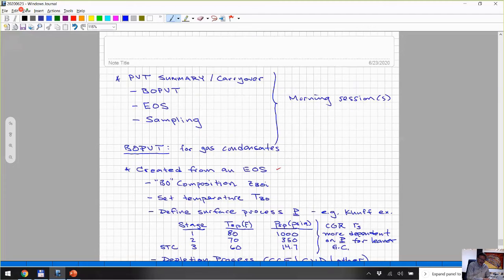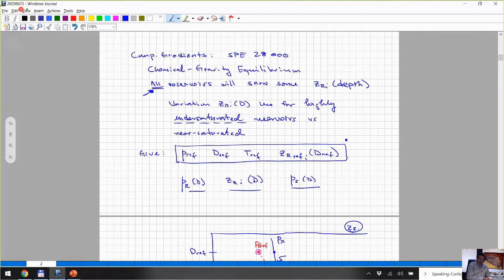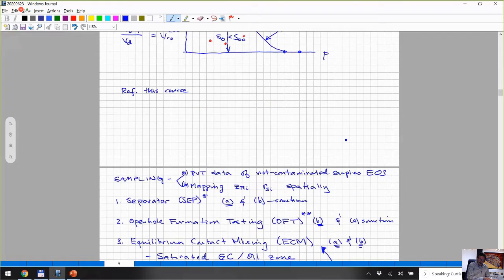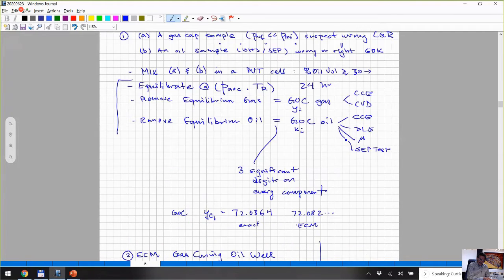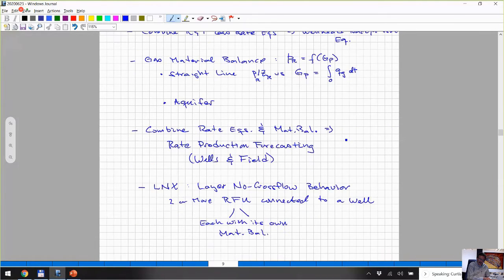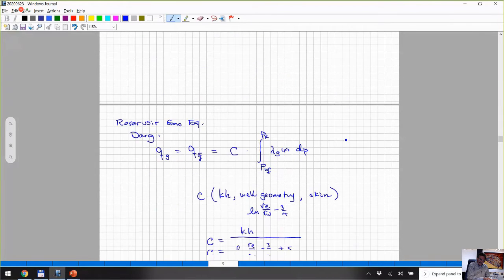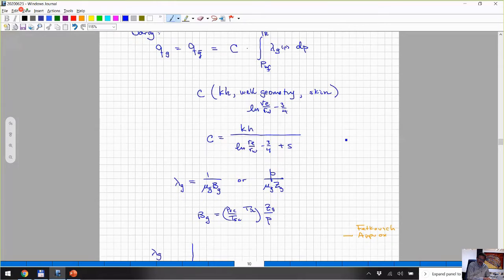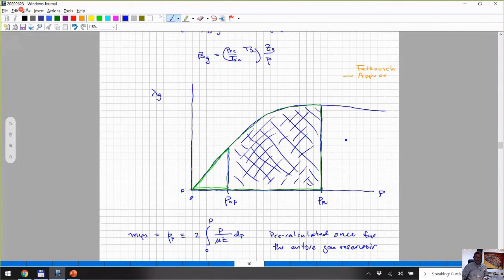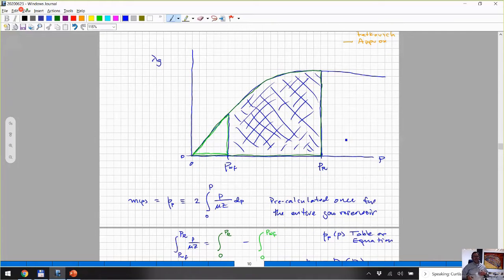What I wanted to do is go back to where we started talking about just dry gas, and in the reservoir rate equation here, talk about what happens to this figure here, the gas mobility. Okay? So what happens to that for gas condensate?